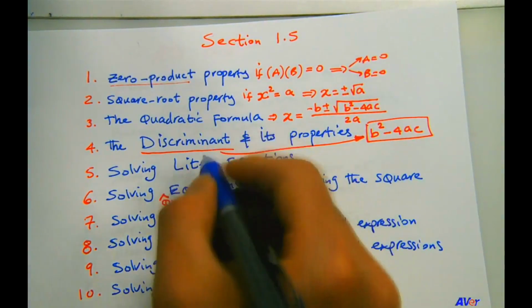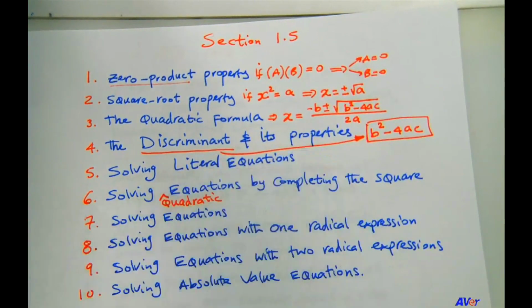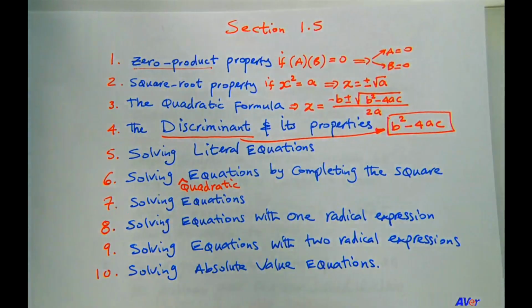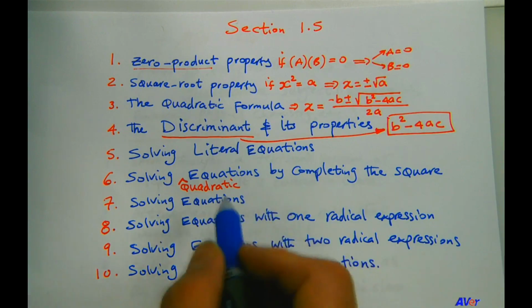Then solving literal equations, that's another topic in this section. Literal equations are equations with multiple variables. So instead of having just x, you have x, y, z, m, n, and you're solving for m in terms of the other variables. Those are called literal equations. So we will look at those.